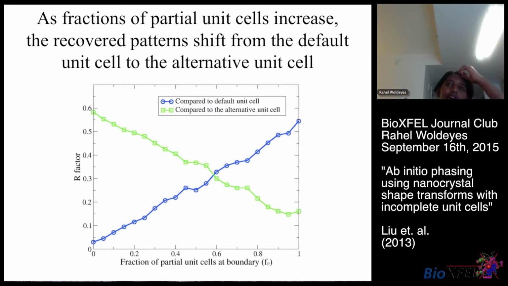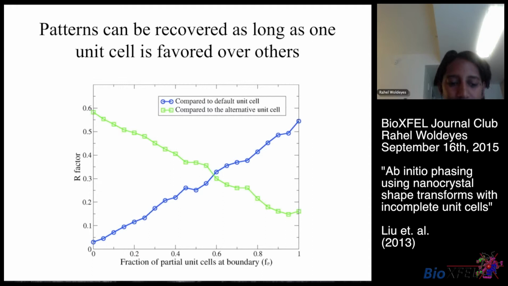So as I was hinting at earlier, what they saw was this: as the fraction of partial unit cells increases, the recovered pattern shifts from the default unit cell to the alternate unit cell. So we have the default unit cell R factor going up as the fraction of partial unit cells is also going up, but then you'll see this alternate unit cell going down, which is super interesting to me. But yeah, that's what they observed, which was really cool.